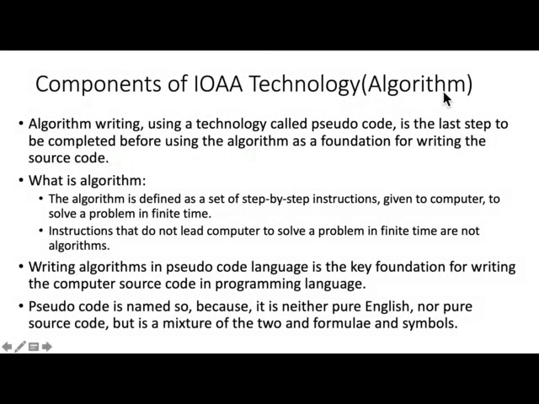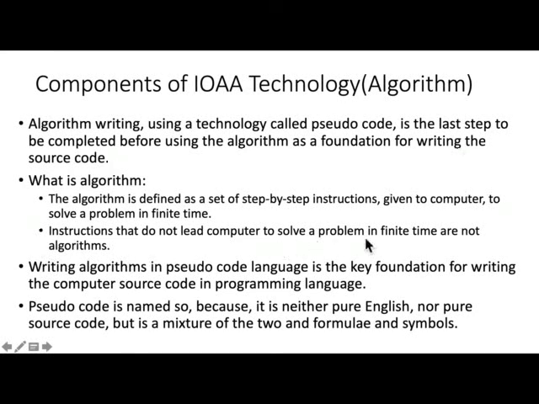Then we talk about algorithm after analysis. Algorithm writing using a technology called pseudocode is the last step to be completed before using the algorithm as a foundation for writing source code. Source code is the final program. So what is an algorithm? An algorithm is defined as a set of step-by-step instructions given to the computer to solve a problem in finite time. So it must be step by step. It must end in finite time. That's called a property that all algorithms should have: they should be halting algorithms. They should halt at a certain time.